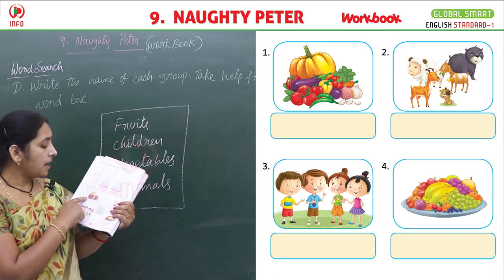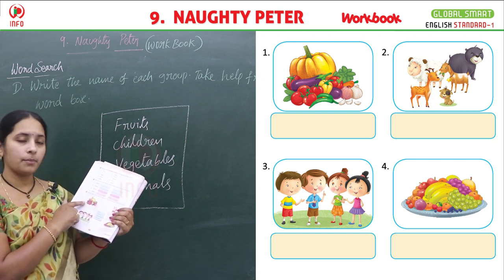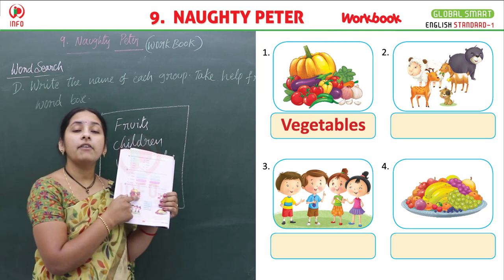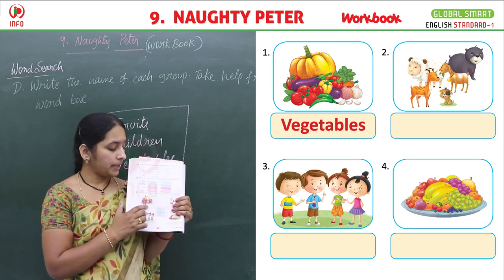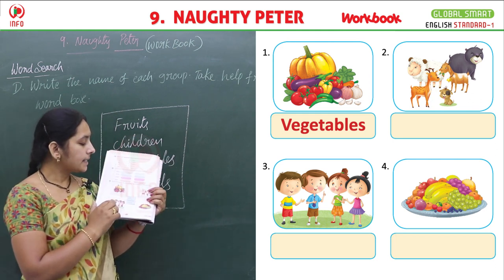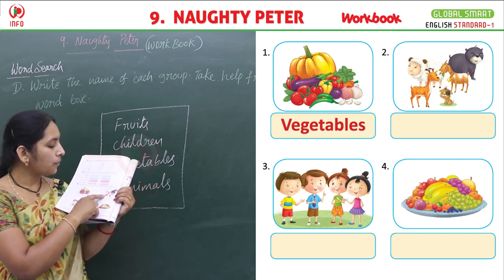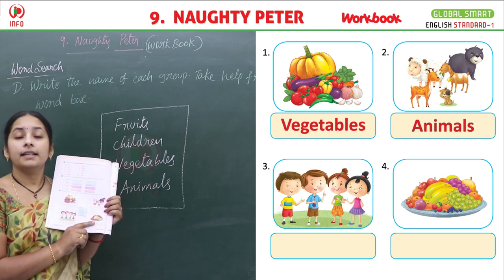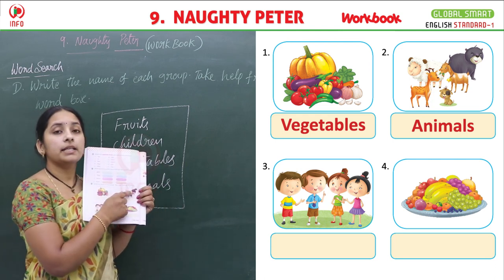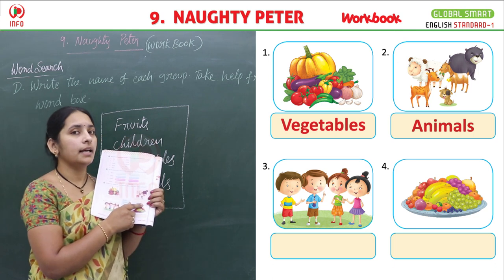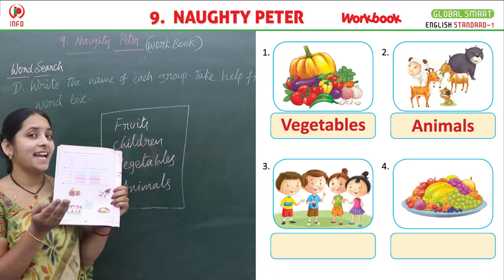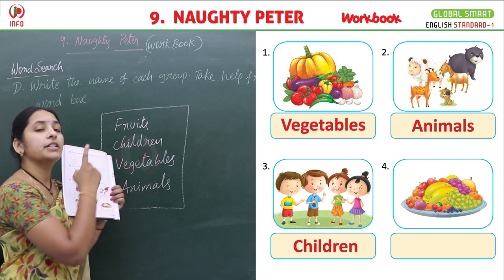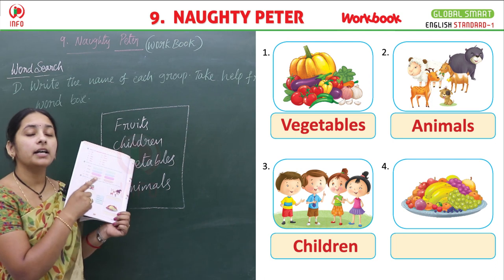First picture, what do we have there? Pumpkin, brinjal, tomatoes, capsicum, onion, chilies, all these are vegetables. So write vegetables for the first picture. See the second picture. Here you have goat, sheep, wolf. All these are animals. So for the second picture write animals. And the third picture, what do we have? Very cute children, right? So for the third picture write children.